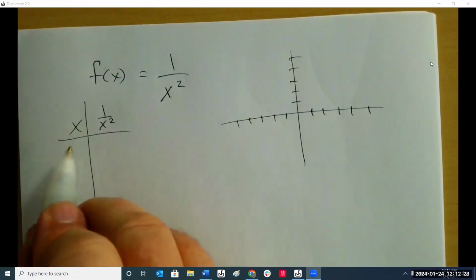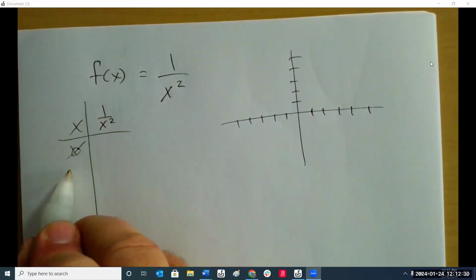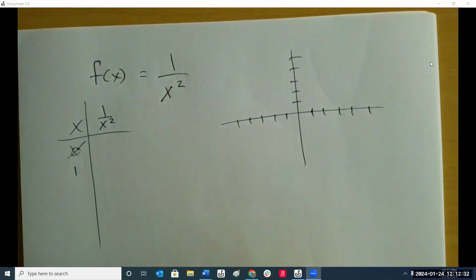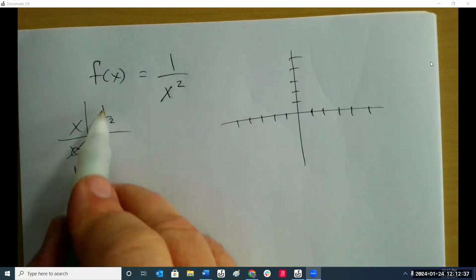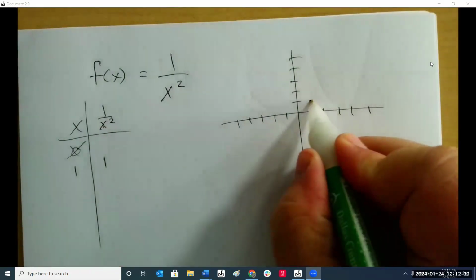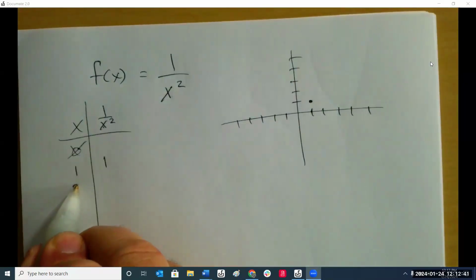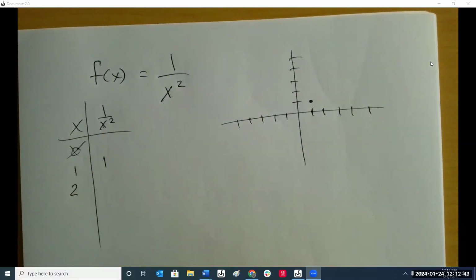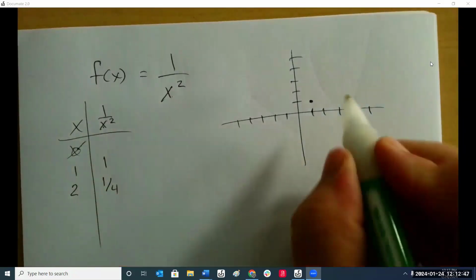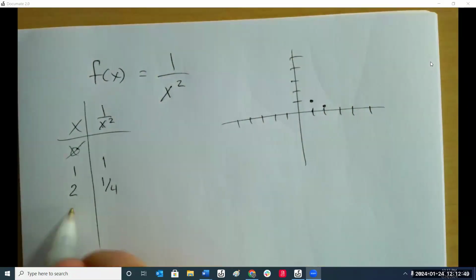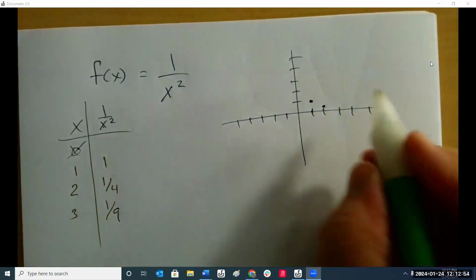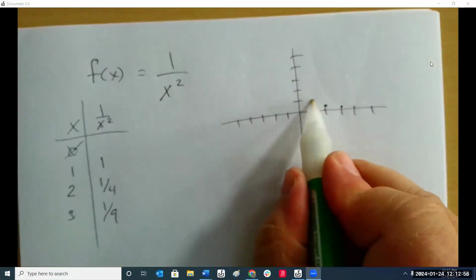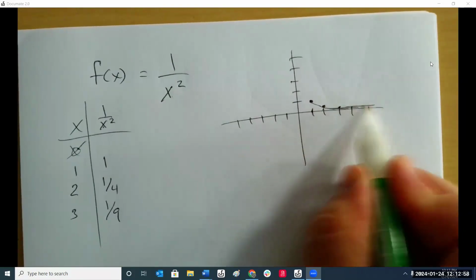So you can't have 0. How about 1? It's 1. 1/1² is 1. 2: 1/4. 3: 1/9. So it gets smaller really quick.